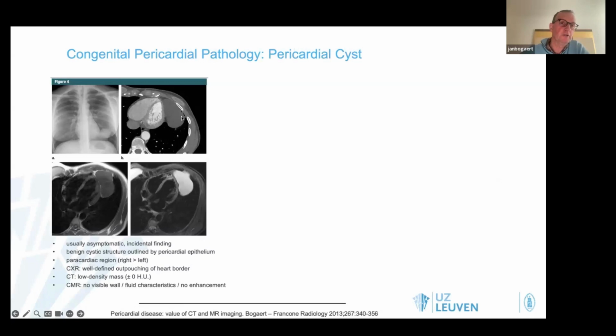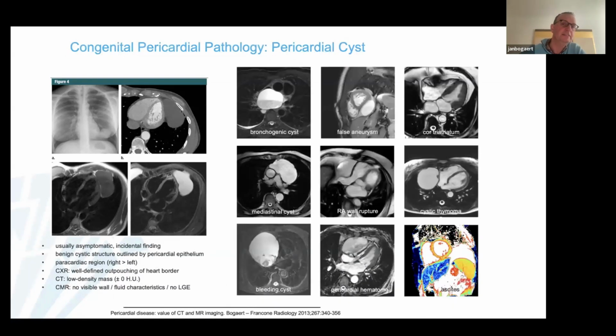The most common congenital pericardial abnormality is pericardial cysts. They are, I think, quite easy to recognize. They typically occur either in the left or the right paracardiac space. You have no visible wall, and they are typically fluid, and it's easy to measure the Hounsfield units on CT, to do the T1 weighted or T2 weighted sequences. You can also do T1 mapping, but they need to be differentiated from a set of lookalikes. Most of the time, it's not that difficult.